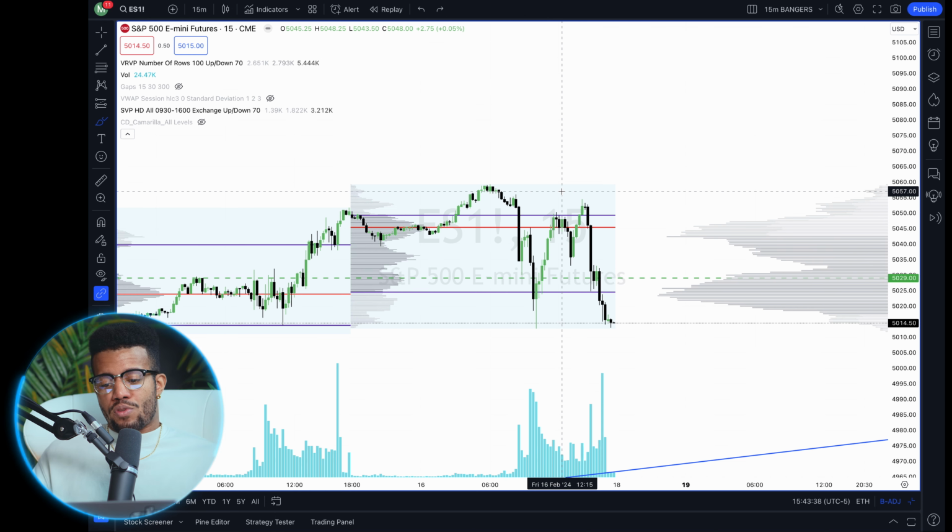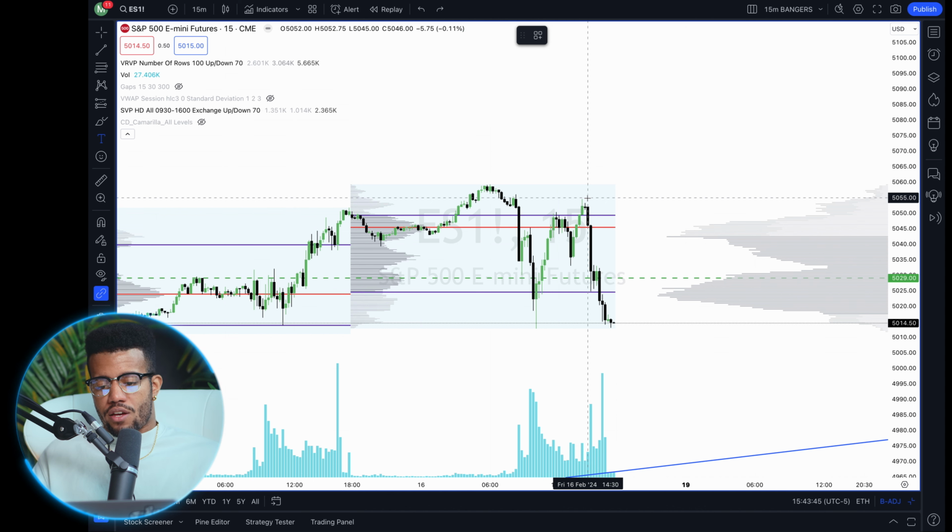Also, and it's going to be hard to pull up in this video, there was a huge OI wall right at this price on SPX, not on ES. So if we go to SPX, we'll zoom in.